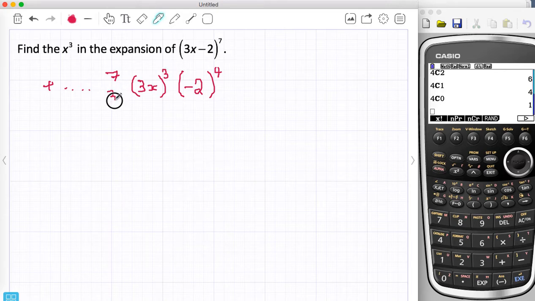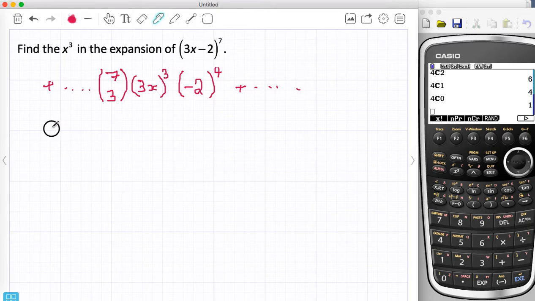Now actually you could have taken either of the powers. You could also have taken the 4 and put it in there, and 7C3 or 7C4 will give me the same thing. And then there's lots of other numbers afterwards, but we're not really concerned with them because we only want the x cubed term.